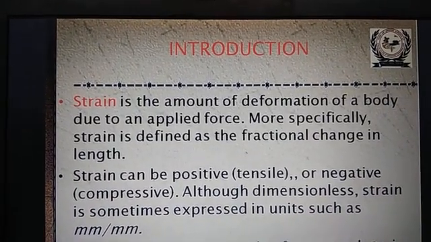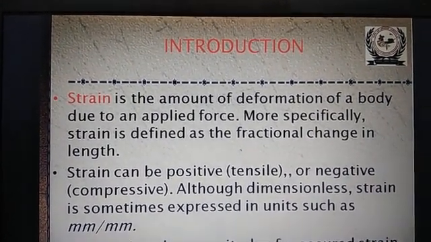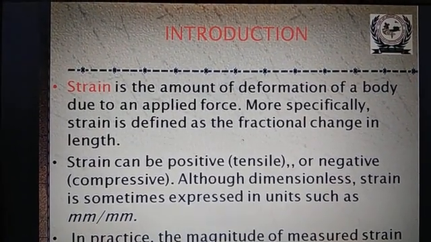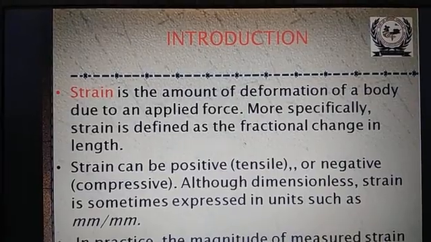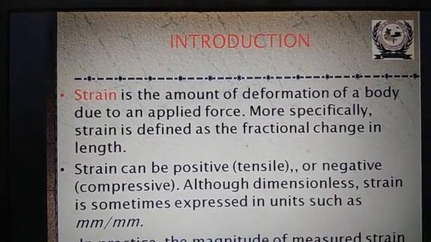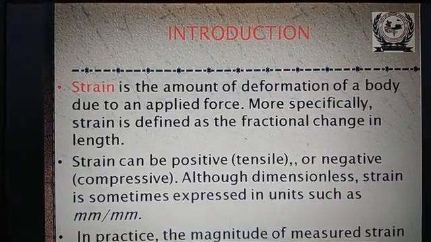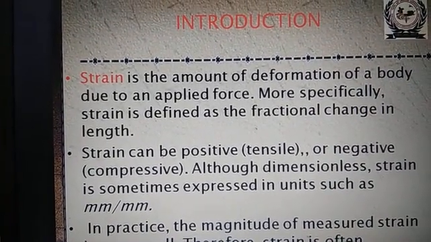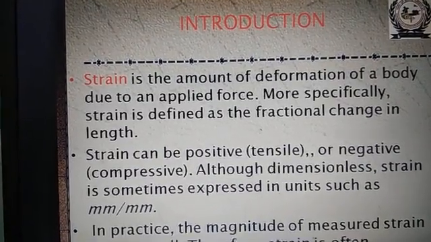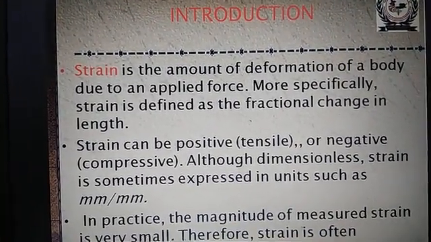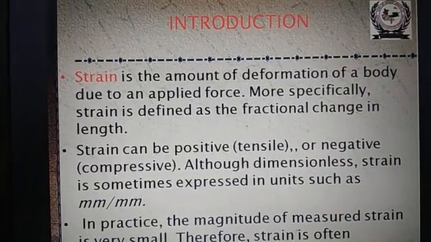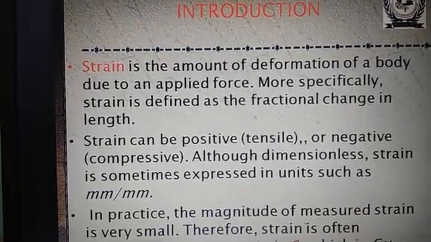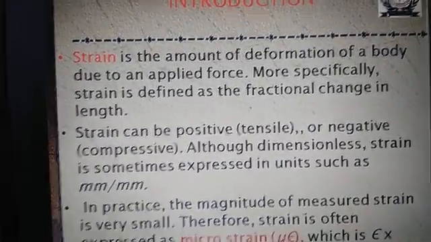So, how can you define this strain? Strain is nothing but a fractional change in length. Basically, we define it in terms of delta L by L like this. Strain is the amount of deformation of a body due to the applied force. When we apply a force to a body, there may be a change in the length. Then we can determine the strain. That change in length is called the strain.